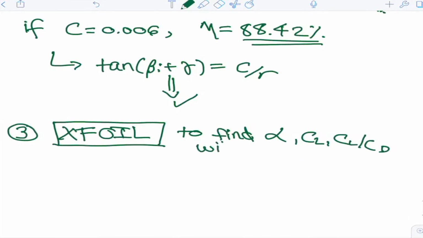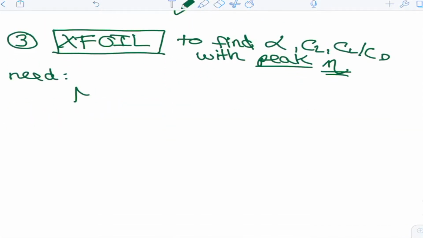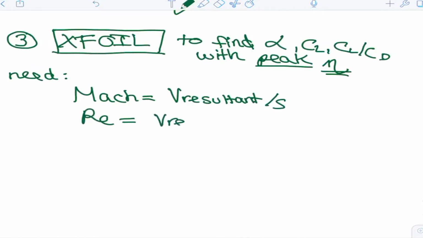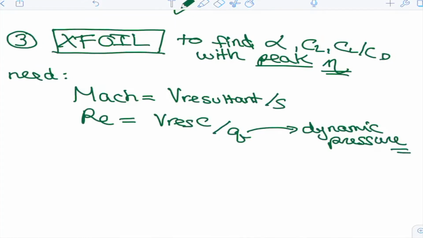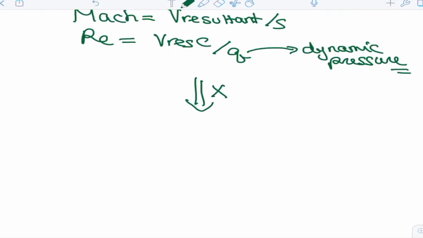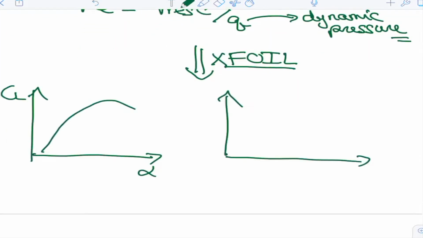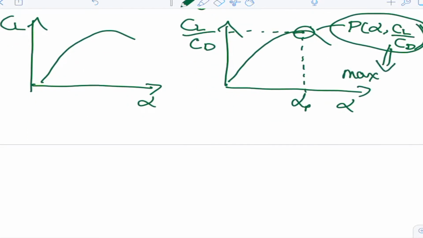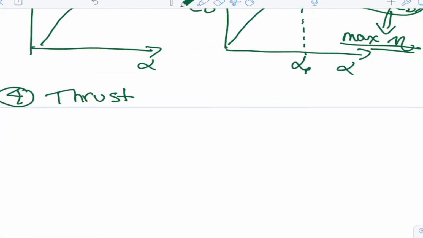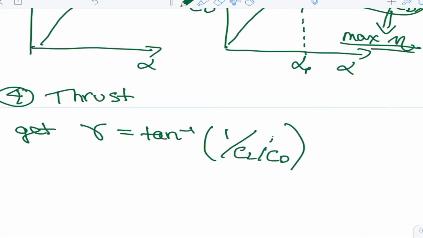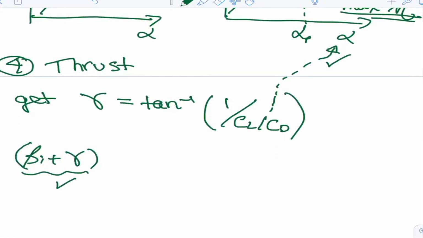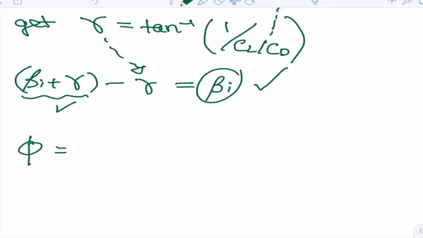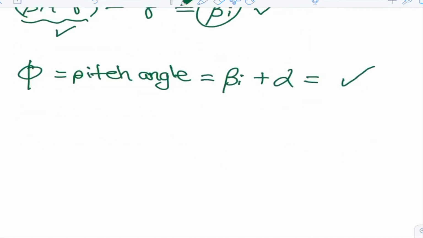Next, we use X-foil to find the lift coefficient, lift over drag ratio, and angle of attack at peak efficiency, which is when the CL over CD versus alpha curve peaks. With all this information, we can now get the gamma value, the beta I value, and even the pitch angle.